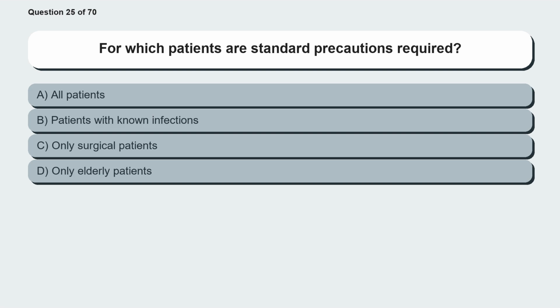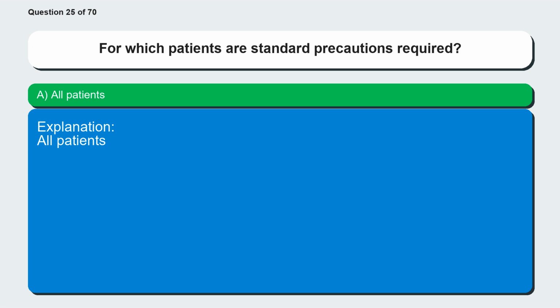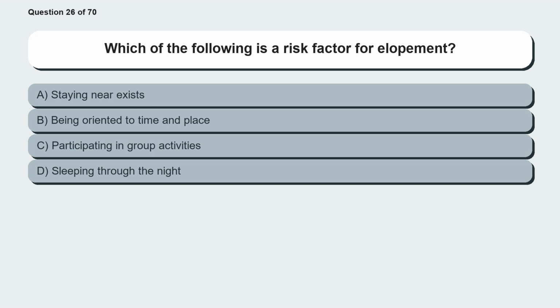Question 25. For which patients are standard precautions required? Option A. All patients. Option B. Patients with known infections. Option C. Only surgical patients. Option D. Only elderly patients. The correct answer is option A. All patients.